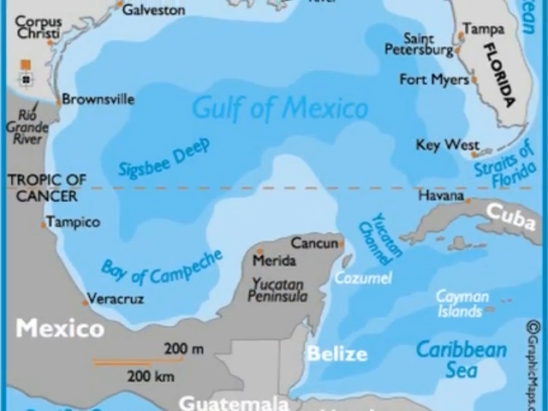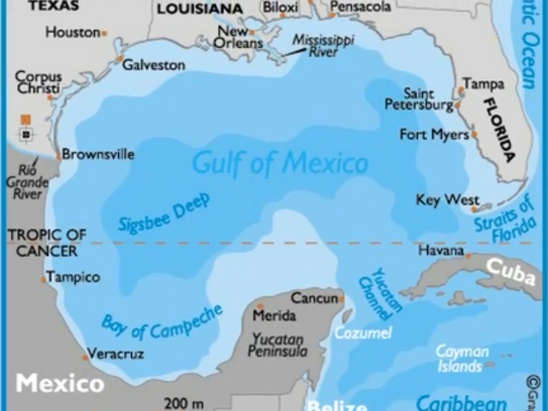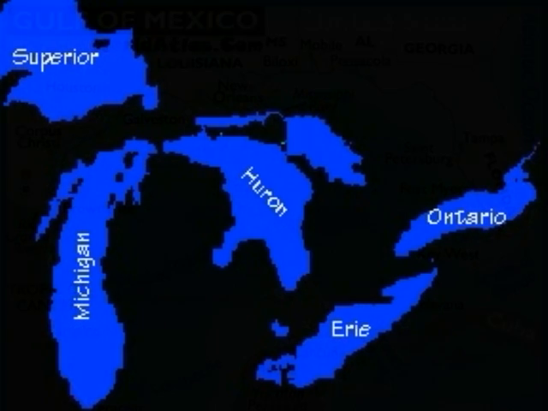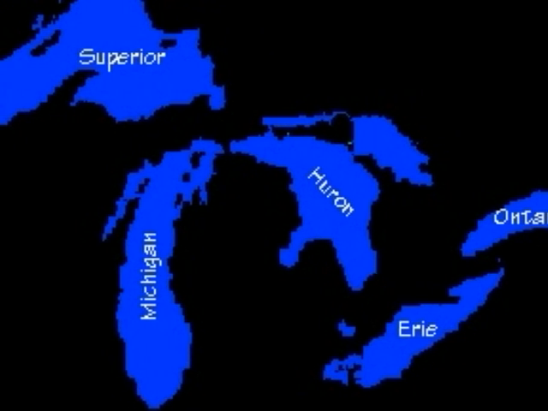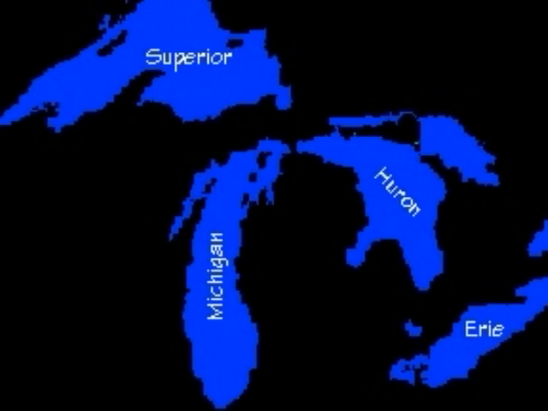The Gulf of Mexico allowed the French and Spanish to explore and is located at the southeastern part of the United States. The 5 Great Lakes are Lake Huron, Lake Superior, Lake Erie, Lake Ontario, and Lake Michigan.